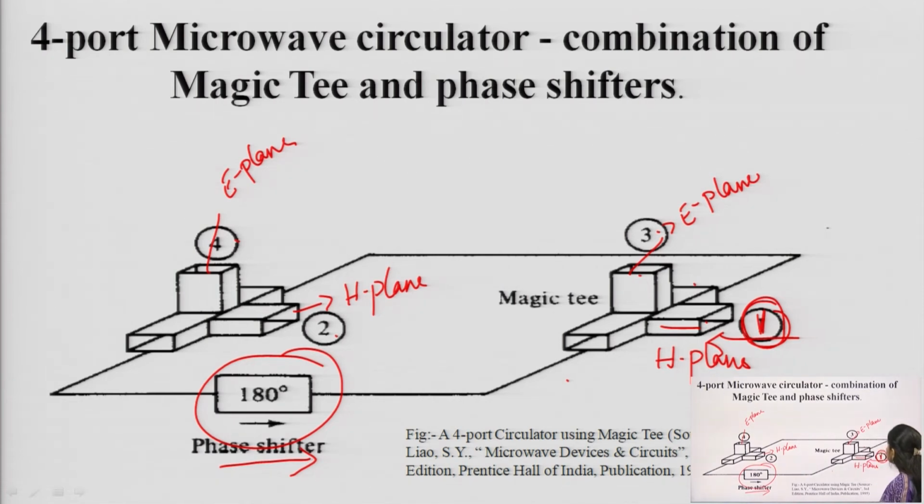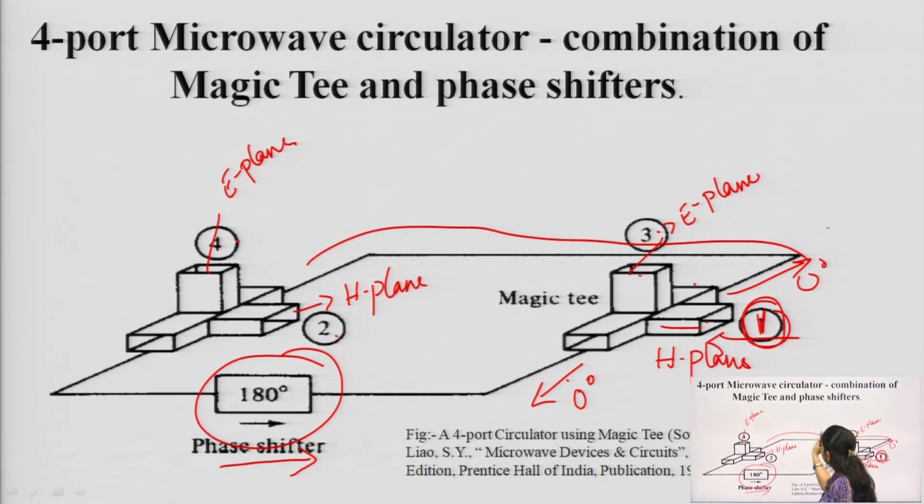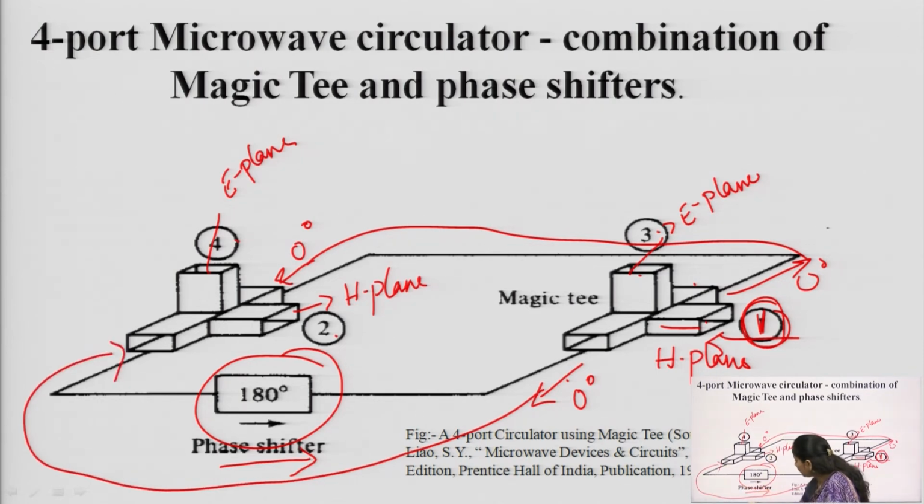So, when the signal goes inside from port 1, it should reach port 2. For that purpose, the signal is coming from port 1. So, what will happen? This is the H plane, that means it is divided into equal magnitude with equal phase, which we consider as 0 degrees. There is no phase shift anywhere and it will reach here with 0, and the phase shifter does not provide any phase shift from right to left.